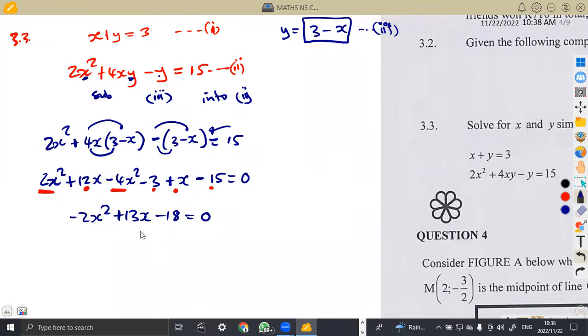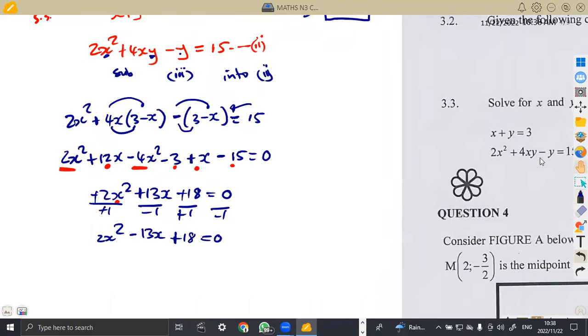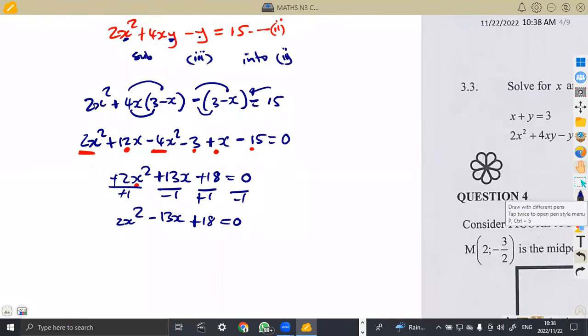Okay, so from this equation, we can try to divide by negative. Avoid working with x squared with a negative, especially when solving equations. So we can divide by negative throughout, which is going to be positive 2x squared, negative 13x plus 18 is equal to 0. Okay, so that's the equation. You can choose to work it from quadratic formula or factorization, I don't know what is best for you, because we are now left with a normal quadratic equation. So you choose which method is best for you to solve this typical equation.